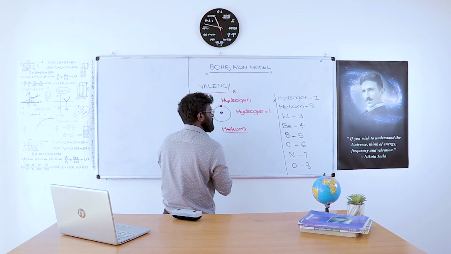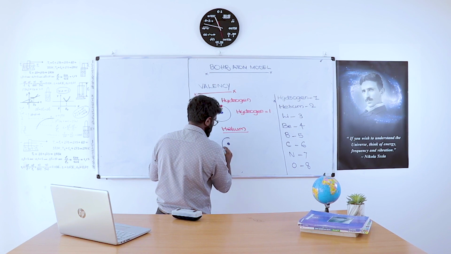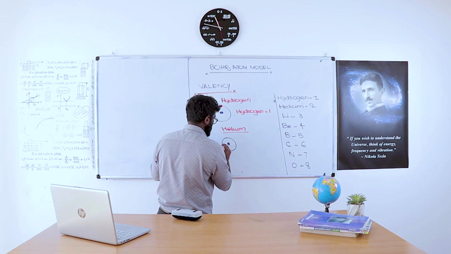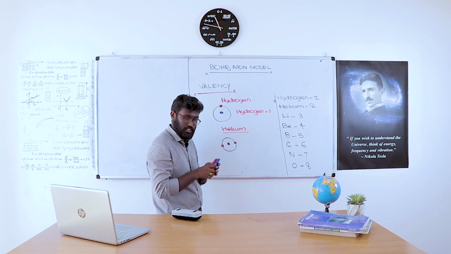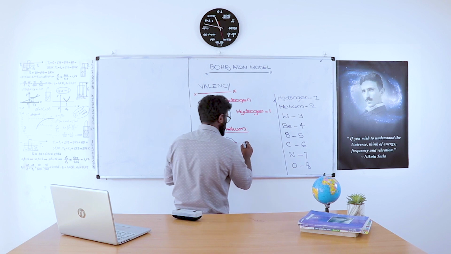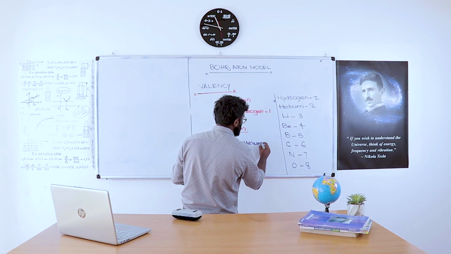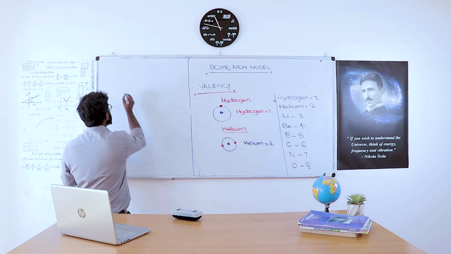Helium, there will be 2 electrons. So nucleus here, the first shell can fill a maximum of 2. So helium consists of 2, and the outermost shell is completely filled. Therefore, for the helium atom, the valency is 2. What about lithium?